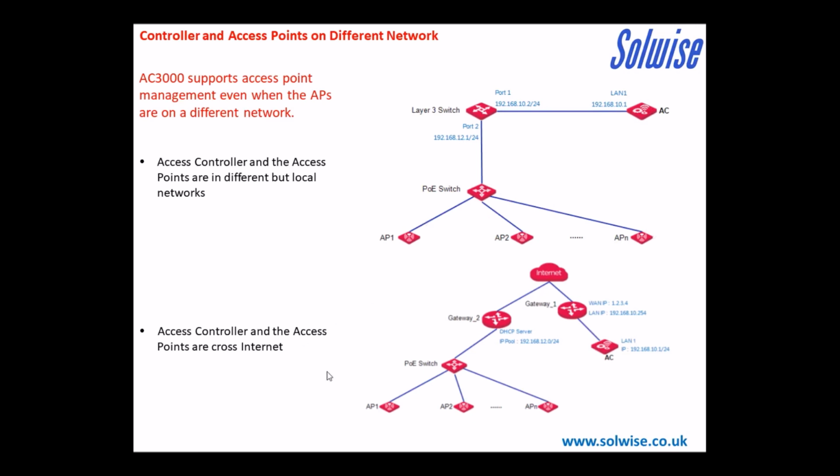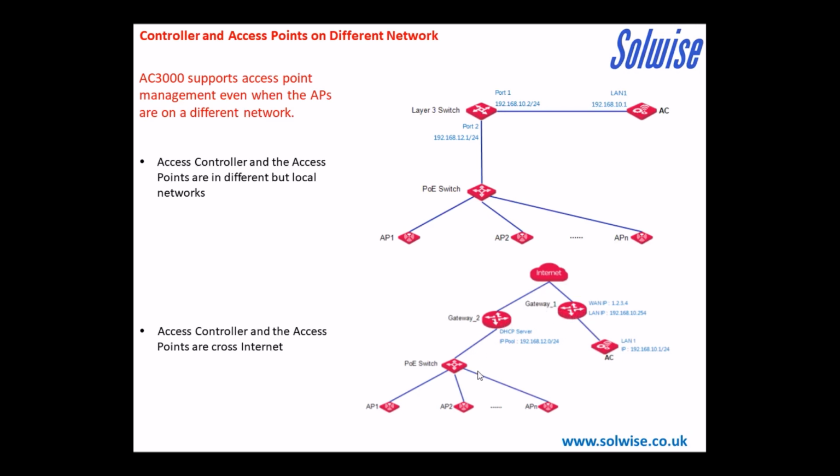In this example, we've taken that to the extreme, where the controller is actually separated from the clients through the internet, yet again on a completely different subnet. Now, the approved way of doing that would be to have a VPN link between these two gateways. So that also meant that the traffic between the controller and the access points would actually go over a secure tunnel between the two sites as well.